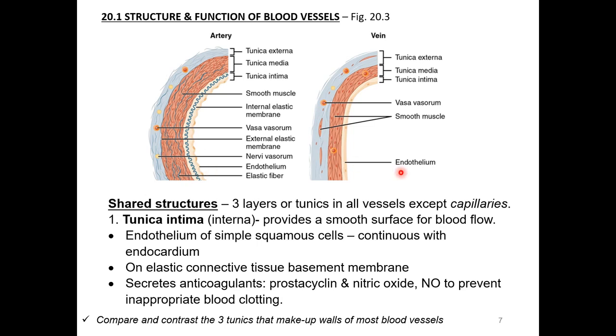This inner lining, the endothelial layer, the tunica intima, is going to be continuous with the endocardium. Cells grow in sheets, and so it's going to be the same type of smooth lining that's going to allow for blood flow. Healthy endothelium is going to secrete anticoagulants, so against blood clotting, and we don't want any intravascular clotting. So prostacyclin and nitric oxide are things that are secreted by healthy endothelium. And we'll talk about atherosclerosis, and the buildup of plaque prevents that secretion of those anticoagulants.